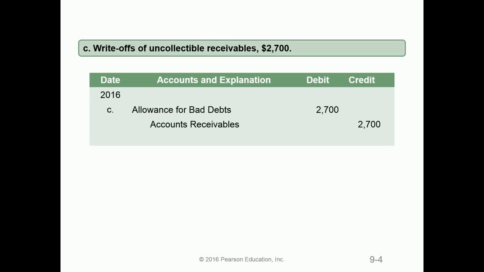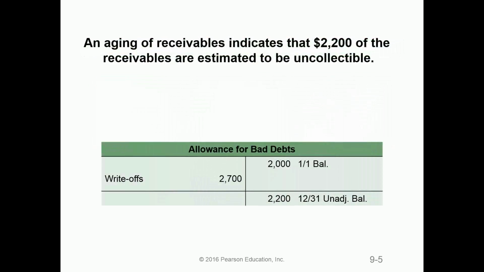Next, these are the specific accounts we're going to write off that we've determined are too old. So how do you get rid of an accounts receivable if it's a debit? Well, you credit it. So we're going to credit accounts receivable for $2,700, and the offset is going to go to allowance for bad debts. Okay, next we're going to show, using the aging method, not the allowance method, how we're going to record the bad debts here.